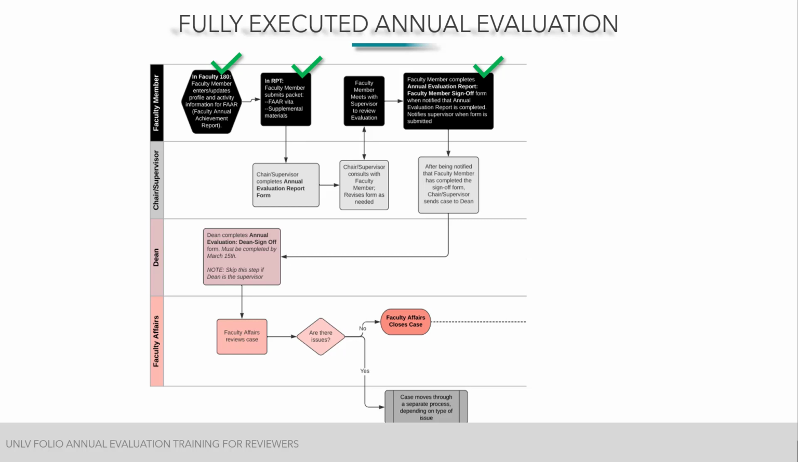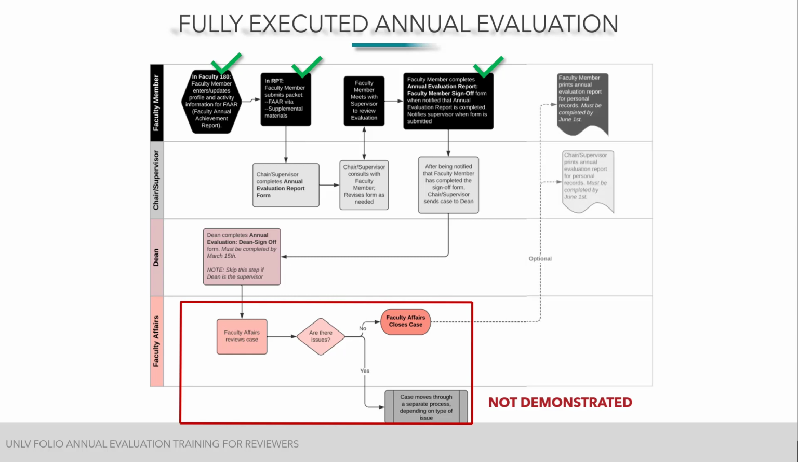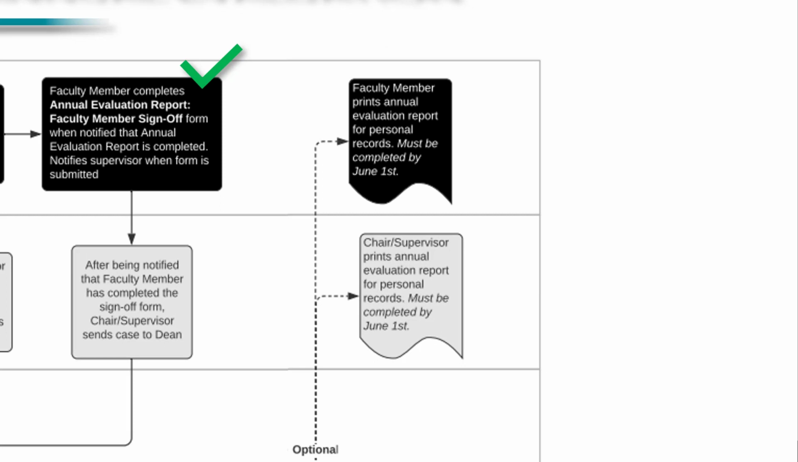As I mentioned before, if there are any issues, then it proceeds through a different process outside of Folio, and if there are no issues, then Faculty Affairs works on closing the case by June 1st. Since that's a responsibility of Faculty Affairs, I will not be demonstrating it in this session. But we will go over the responsibility of the faculty member to print the annual evaluation report for their personal records. Again, this must be completed by June 1st, since the Office of Faculty Affairs works on closing the cases after that date.